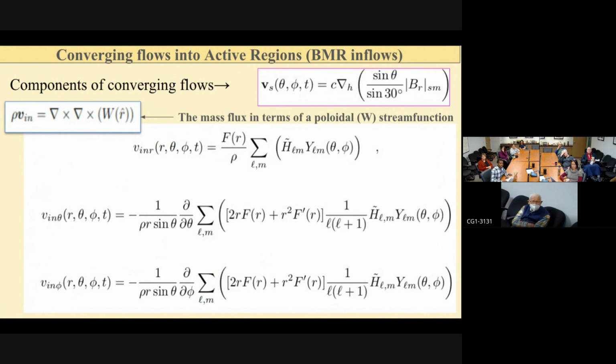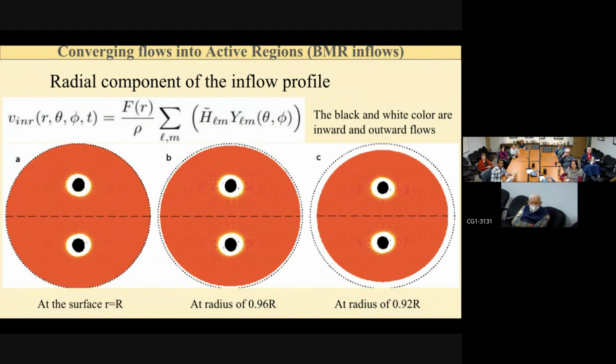Okay, let's illustrate these long equations in terms of these figures. The radial component shows that here the black is the downward flow, and the white around the black shows the outflow. And this is at different choices of radial depths. This is at the surface, and some deeper down at 0.96 solar radii, and this is at 0.92 solar radii. This is for the radial component only.